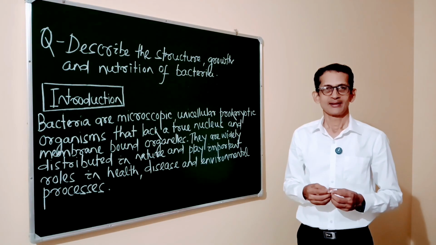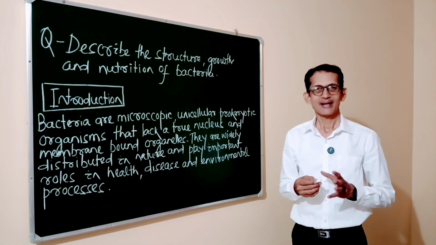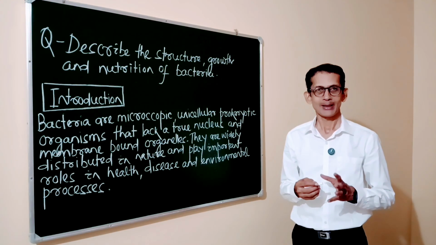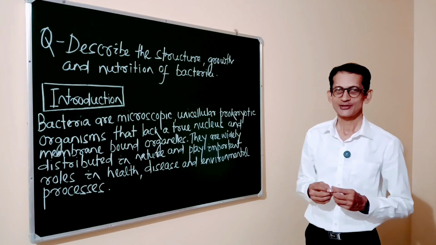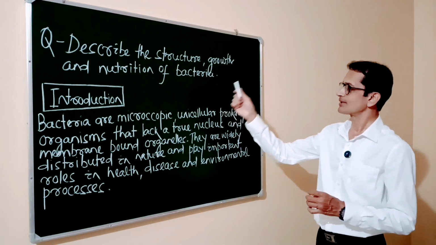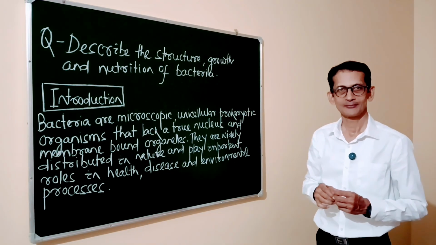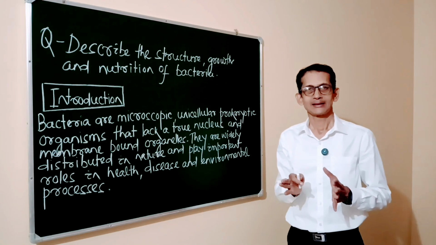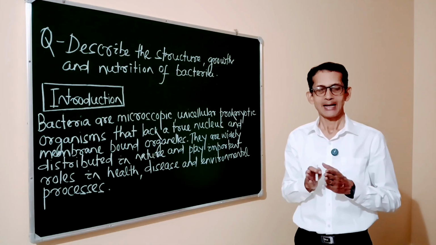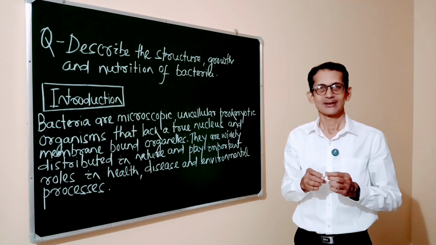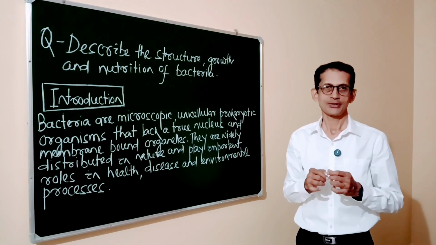So we are continuing our learning of the important essay type questions in applied microbiology for university exam. In this series, the next question is: describe the structure, growth and nutrition of bacteria. Remember, in this channel, the entire explanation will be in very simple English so that students from across India can easily understand it.